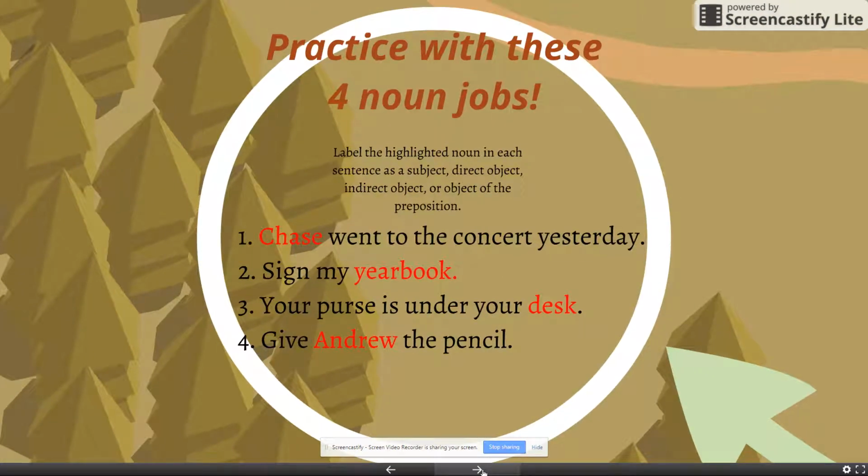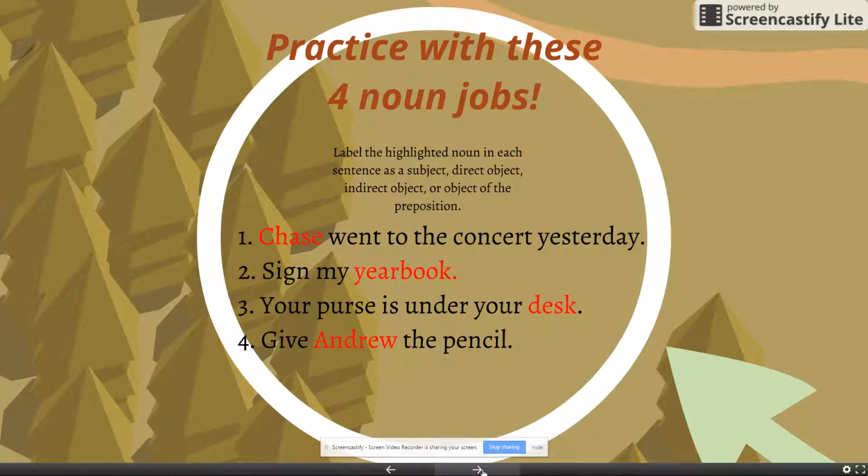Let's practice with these 4 nouns. In the first sentence, Chase went to the concert yesterday. Chase is serving as the subject of that sentence because he is who or what is doing the action of going to the concert. Sign my yearbook. The subject in that sentence is an understood you. You sign my yearbook. Sign is a verb, and it's an action verb because you can actually see somebody signing. So yearbook is receiving the action. My is simply an adjective describing what yearbook.